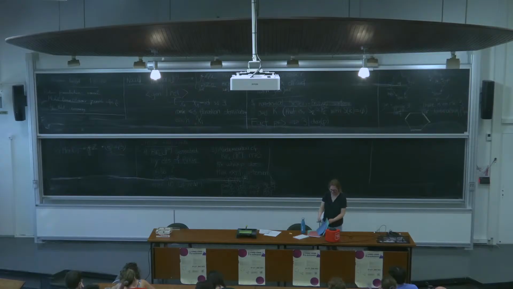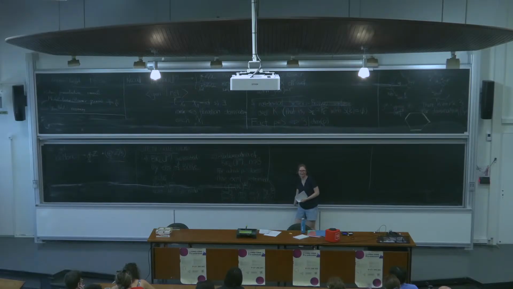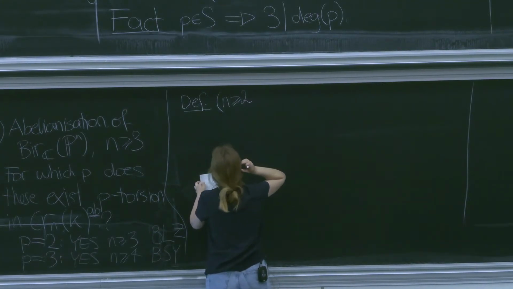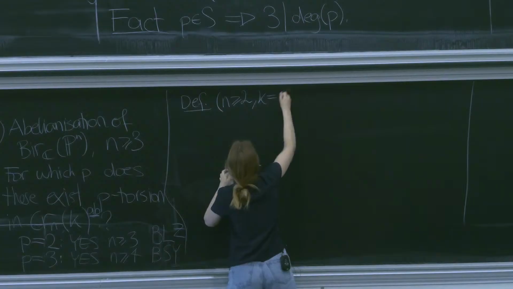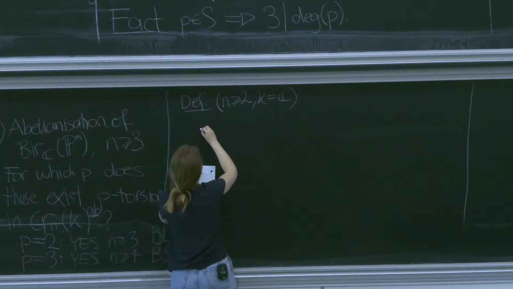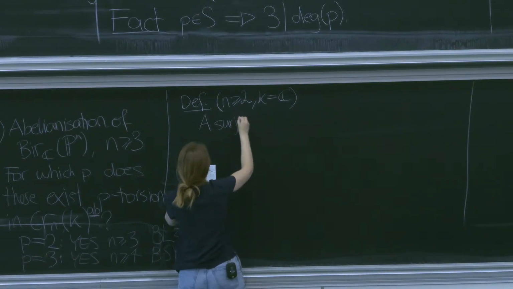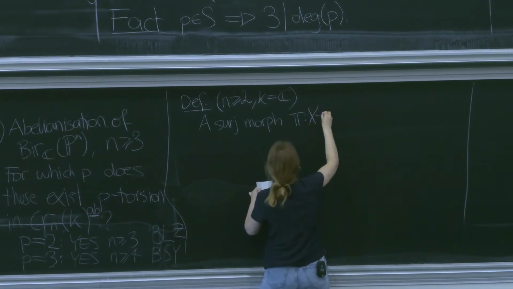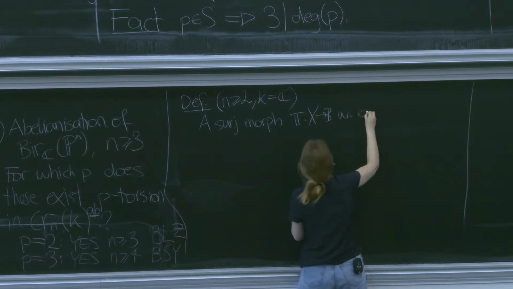Okay, so now I want to go finally to higher dimensions. I will give you the definition of a rank R fibration for higher dimensions over the complex numbers. So, definition: now we take n at least 2, but the interesting case is higher dimensions, and k equals C. Now a surjective morphism from X to B with connected fibers.